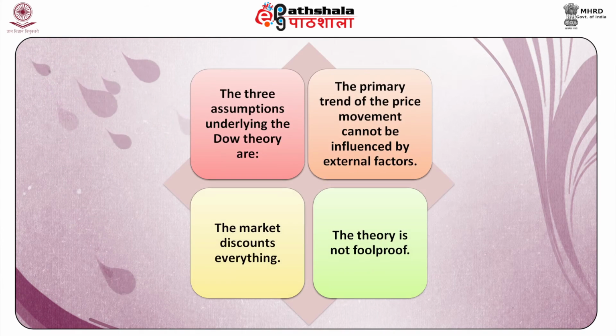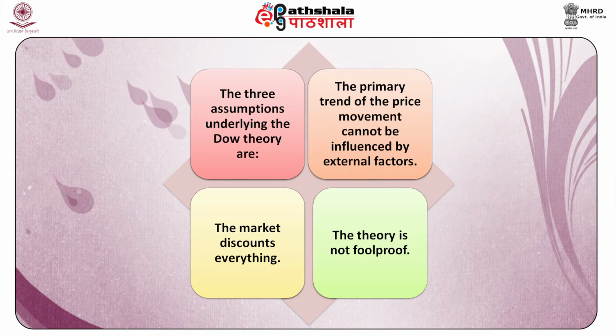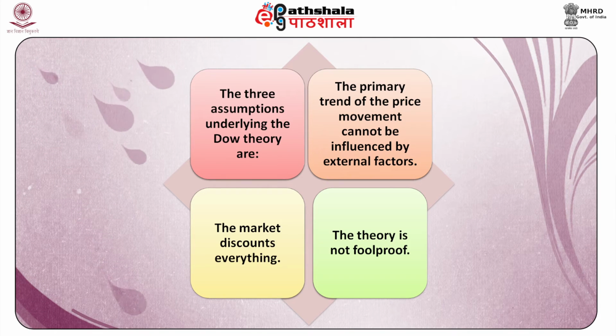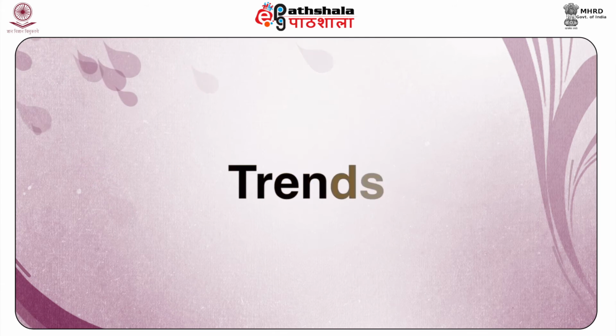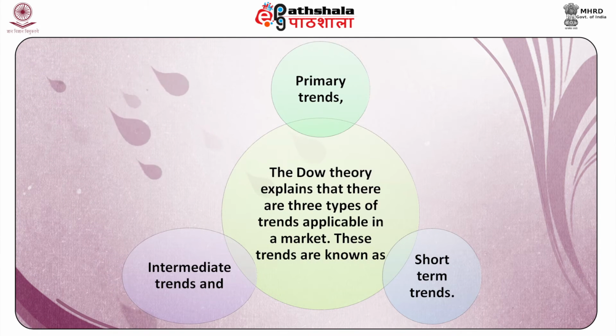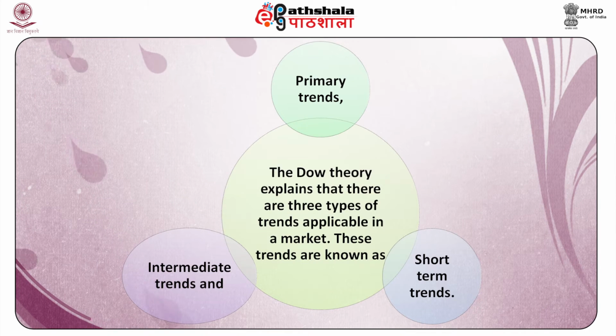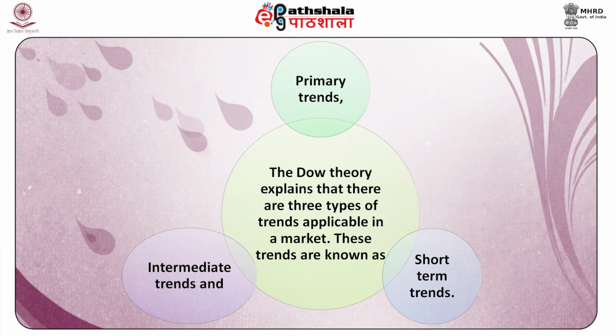Assumptions. The three assumptions underlying the Dow Theory are: first, the primary trend of the price movement cannot be influenced by external factors. Second, the market discounts everything. Third, the theory is not foolproof. Trends. The Dow Theory explains that there are three types of trends applicable in a market. These trends are known as primary trends, intermediate trends and short-term trends.